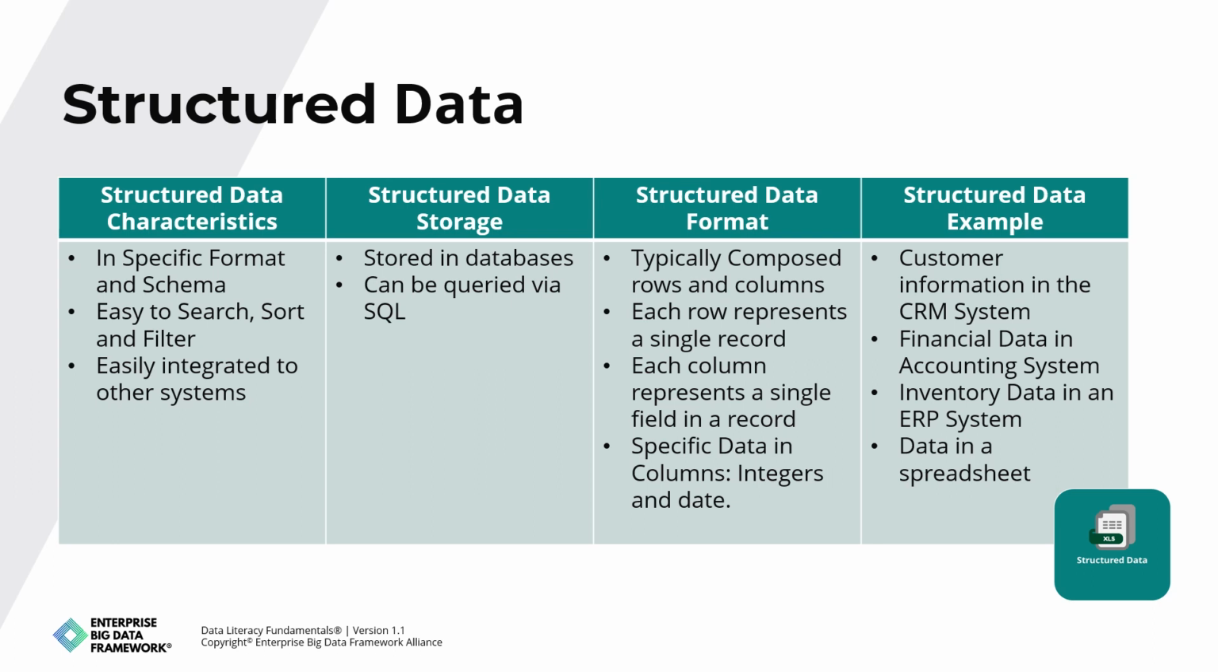Structured data is easy to search, sort, and filter, and can be easily integrated into other systems. Structured data is usually stored in databases and can be queried using SQL, structured query language. This type of data is typically composed of rows and columns, where each row represents a single record and each column represents a specific field in that record. The columns have specific data types and constraints, such as integers, strings, dates, etc. This format makes it easy to search, sort, and filter the data. Examples of structured data include customer information in a CRM system, financial data in an accounting system, inventory data in an ERP system, or data in a spreadsheet.